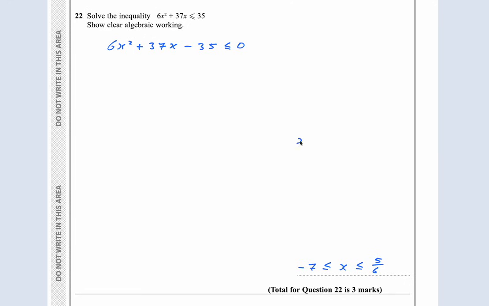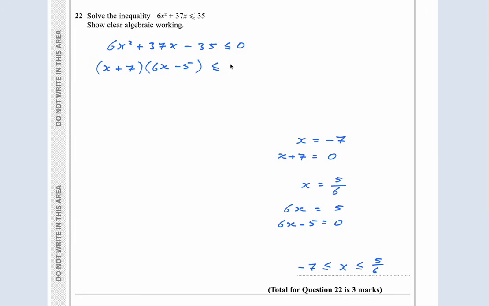x minus 7, so I'm going to say imagine x equals minus 7, so x plus 7 equals 0. So one of the factors is x plus 7. Then another solution, and this would be for the equation obviously, is x equals 5 over 6, multiply across, 6x equals 5, 6x minus 5 equals 0. So these are the factors. This is a factor, 6x minus 5 is less than or equal to 0.